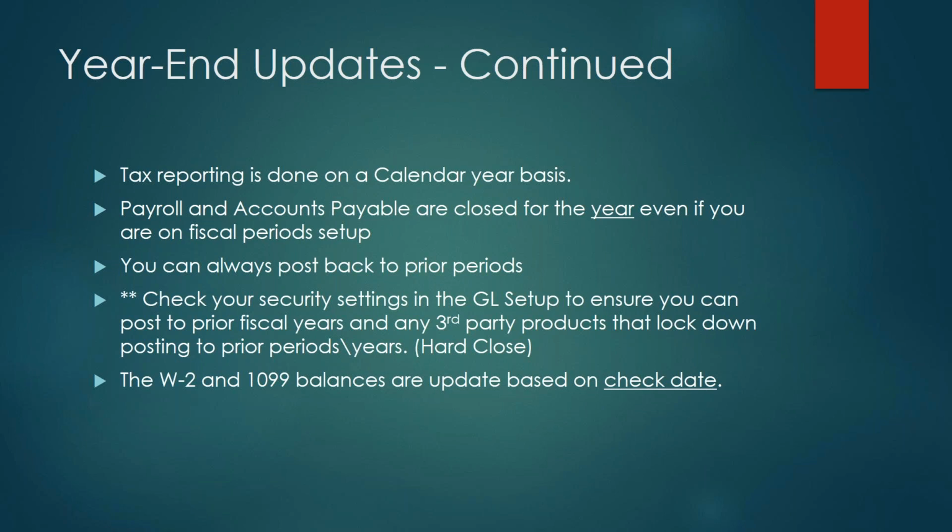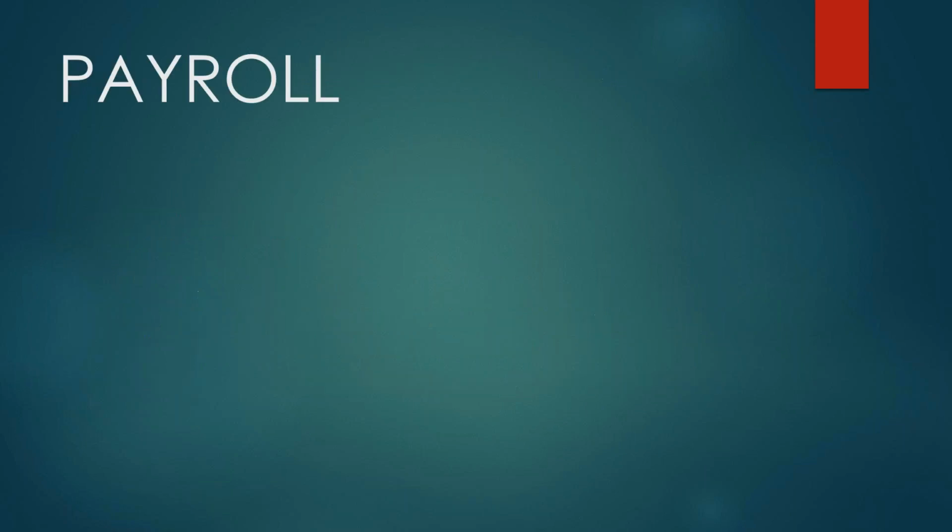There's also a third-party product called Hard Close, and that will also lock you down from using any postings to prior years and prior fiscal periods. And your W-2 and 1099 balances are updated based on the check date, not the period to post.